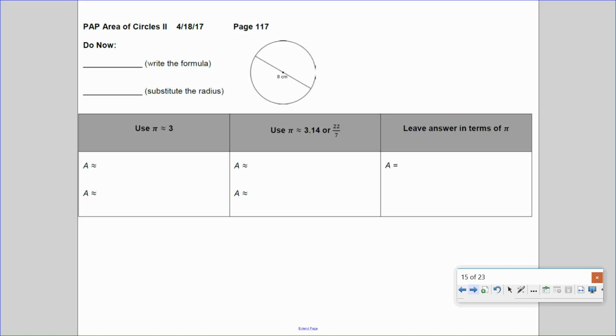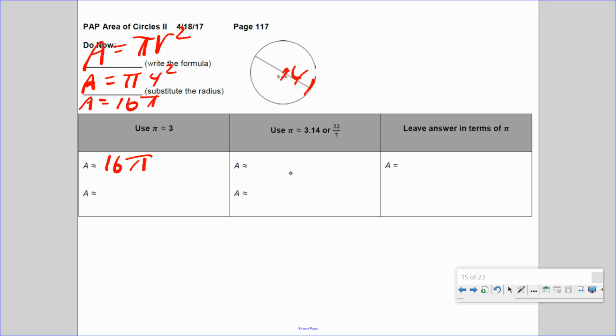So let's look at our do now to make sure you really understand how to find the area of a circle. What is the formula for area of a circle? It is area equals pi r squared. Substitute the radius. What would the radius of this be? 4. So substitute the radius with 4 squared. And what is 4 squared? Radius times radius. 4 times 4 is 16 pi. So area is 16 pi.